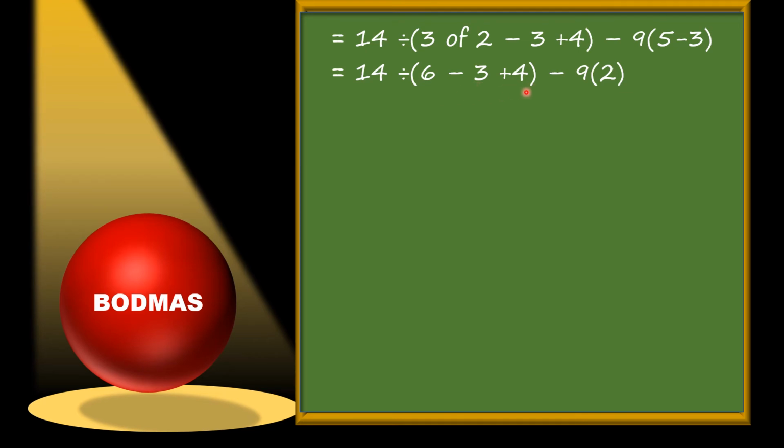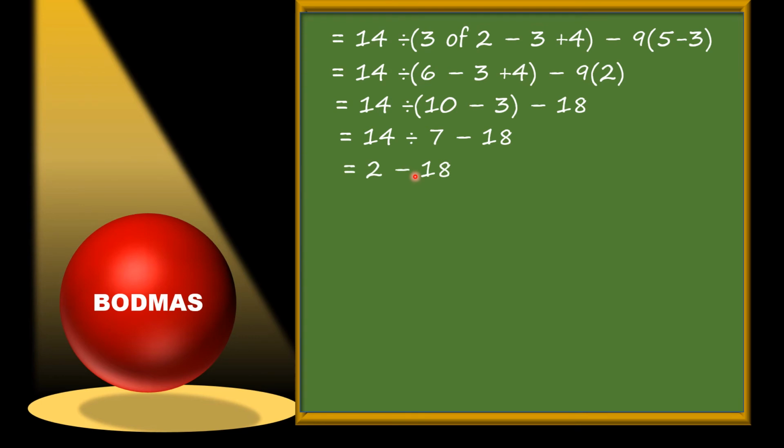Now here are two operations, either minus 3 or plus 4. So we will add first, and here 9 2s are 18. So it is 10 minus 3 minus 18. Now we will solve this bracket only. In the next step, 10 minus 3 equals 7. So 14 divided by 7 minus 18. Now here division and subtraction, and we know that we need to do division first. So 14 divided by 7 equals 2 minus 18. Now one is positive and another is negative, so we will do subtraction and put the negative sign. It is minus 16. Now focus on BODMAS and you can solve any question of simplification.